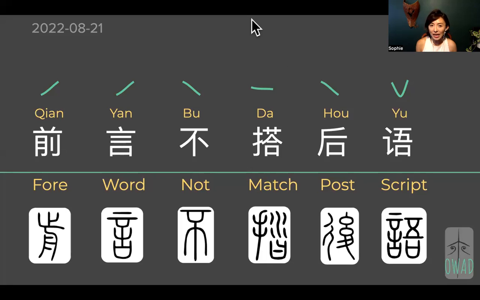Yesterday, we talked about 前言不搭后语. So 不搭 is not matching. So your forward, what you said before, doesn't match with what you said after. So there is some logic jump up there.